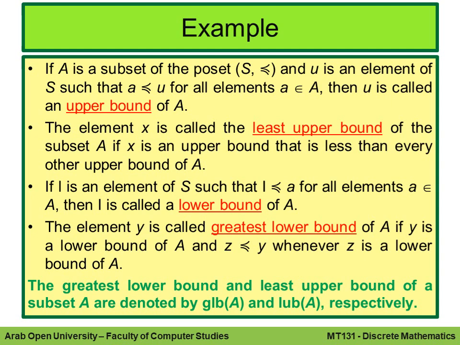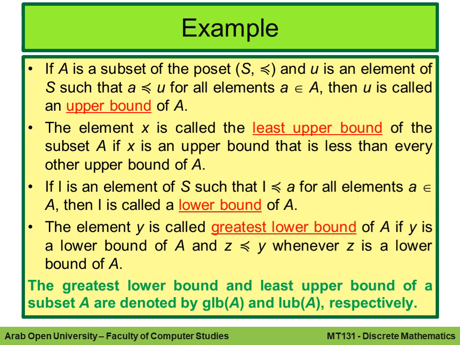There could be more than one upper bound. The smallest is called the least upper bound. The element X is called the least upper bound of a subset A if X has to be an upper bound and it is less than every other upper bound of A. We will look at an example.